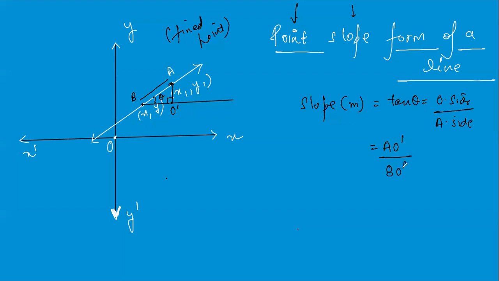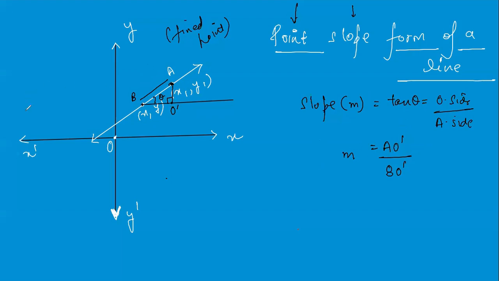Now, let me find out the value. So this is m or tan theta, whatever you want to write, right? Let's talk about m because we are representing something in algebra form, so we are using variables. So tan theta I have taken as m, right? Now, how to find out the distance of AO dash?